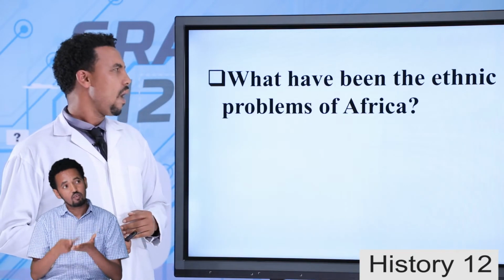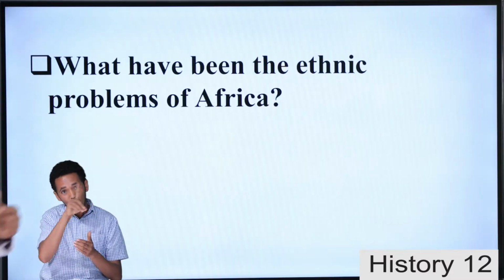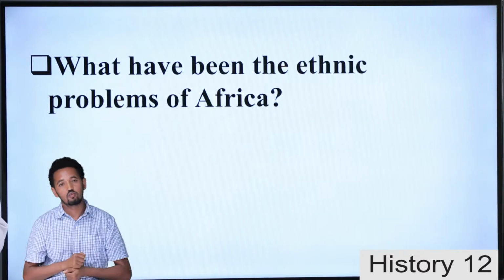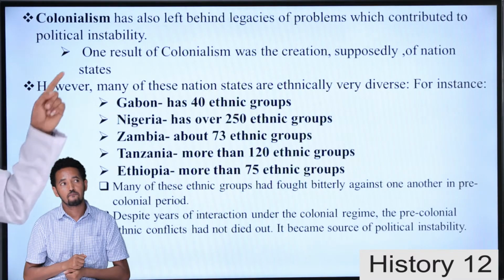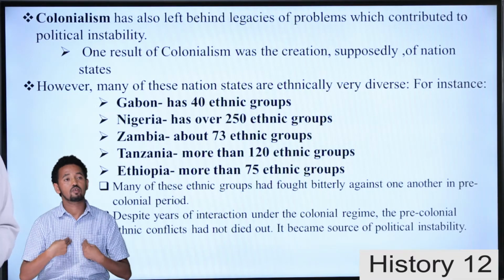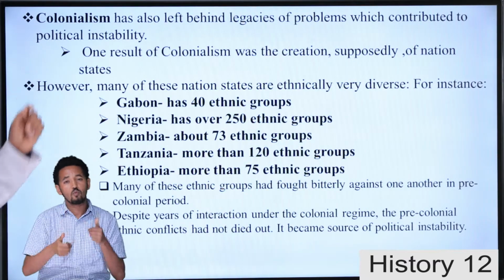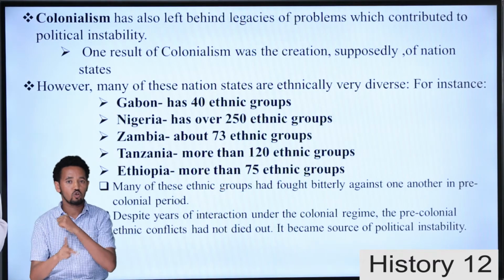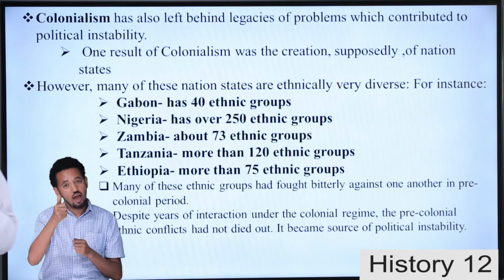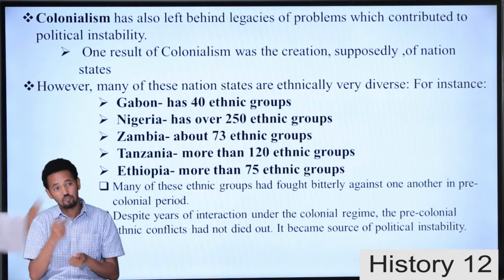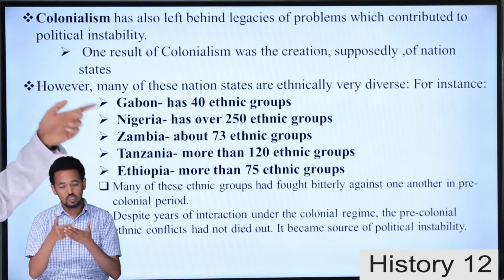Students, what have been the ethnic problems of Africa? Colonialism has also left behind a legacy of problems which contributed to the political instability of African states. One of the results of colonialism was the creation, supposedly, of nation states.